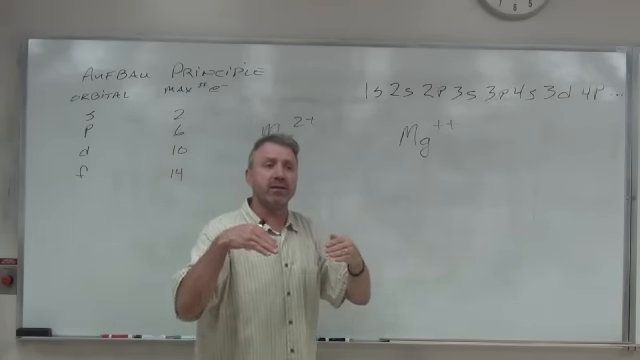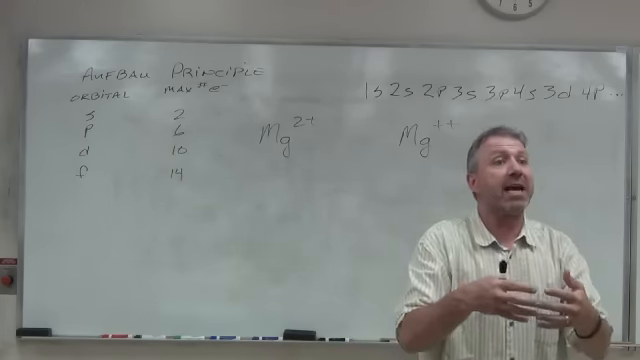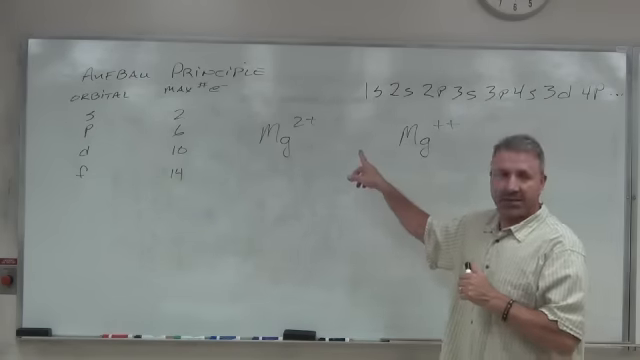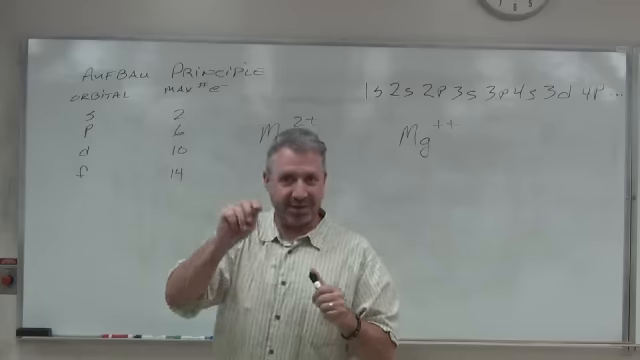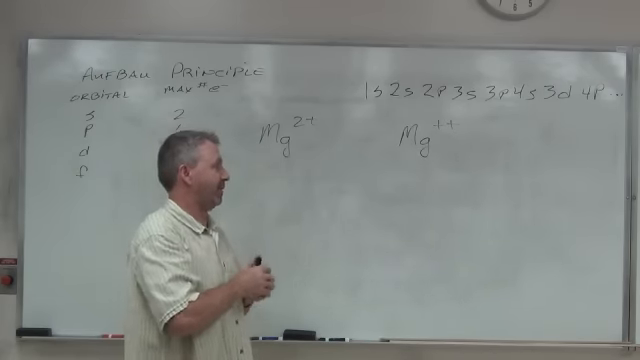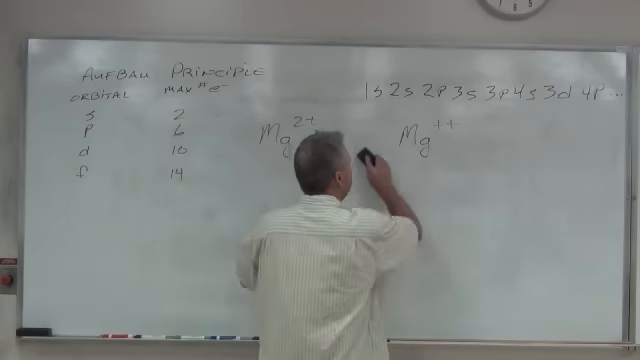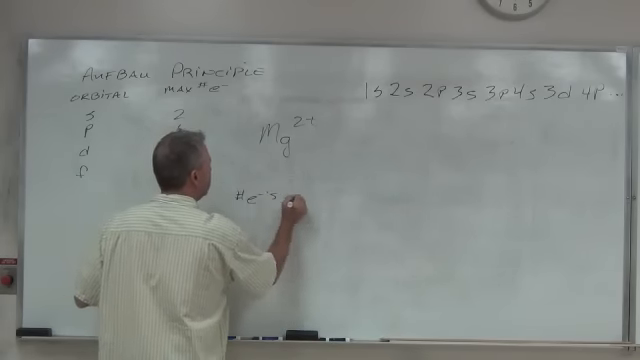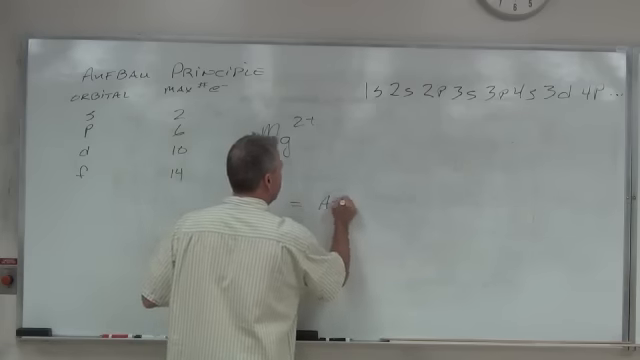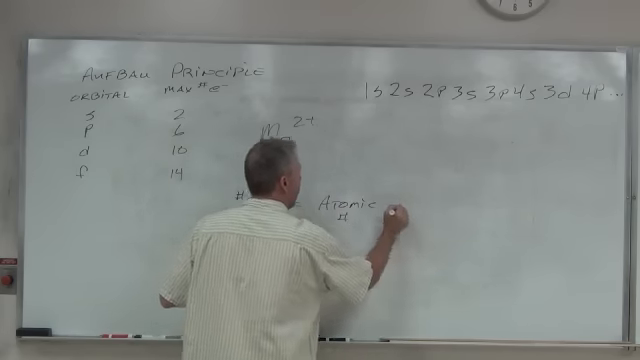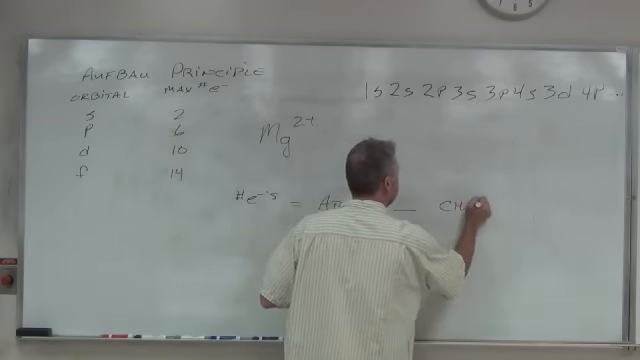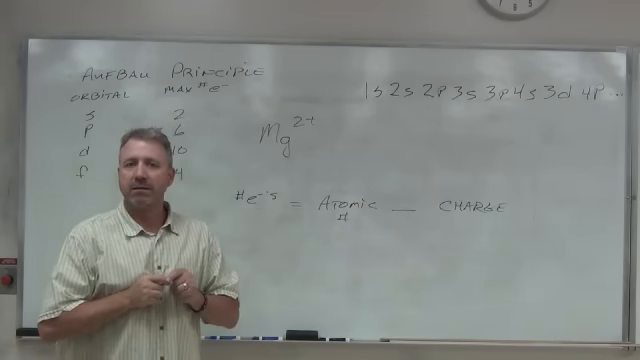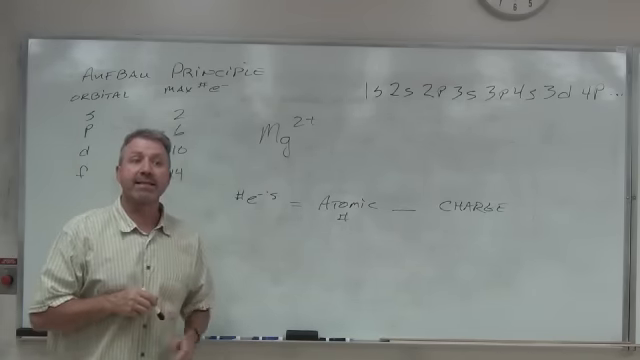These are the subtle differences between two people who understand the fundamentals of chemistry and those that don't. It's 2+, not plus 2. And you'll see it in books and textbooks. Authors will write plus 2. Who knows? So how many electrons in an ion? To determine the number of electrons, we take the atomic number and we subtract the charge, with its sign.